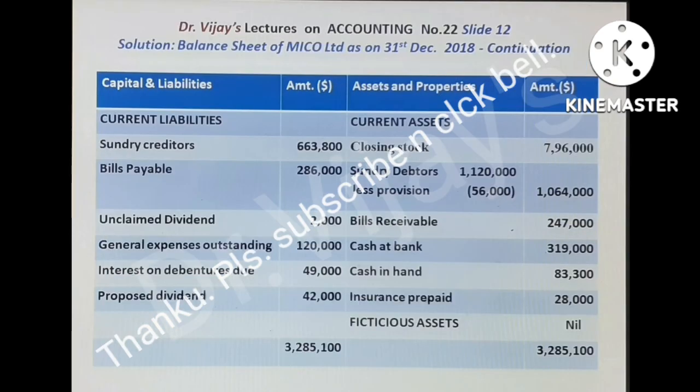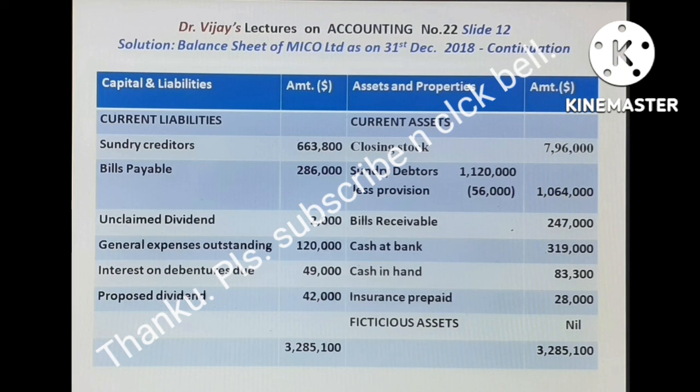Let us proceed. The rest of the balance sheet: on the left hand side current liabilities and on the right hand side current assets. Current liabilities, first one is sundry creditors, then bills payable. Unclaimed dividend, remember unclaimed dividend is a liability and has to be shown as a liability. It may be claimed in future. General expenses outstanding. Interest on debentures payable to debenture holders which is not paid is a liability. Proposed dividend 42,000. Dividend proposed for the profits of the current year is to be distributed during the subsequent year.